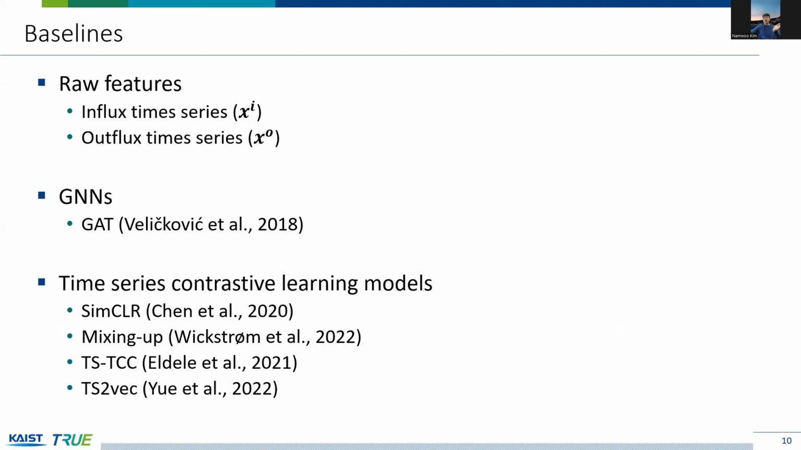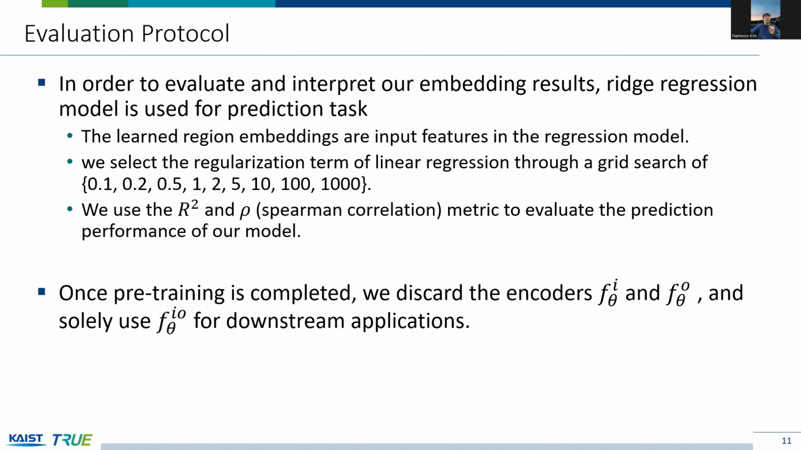And then we compared the proposed model with the following 7 baseline methods, including raw features, graph neural networks, and the state-of-the-art models of the time series contrastive learning model. And for evaluation, we trained a simple linear regression model on top of the network. And we used the R-square and Spearman correlation metrics to evaluate the prediction performance of our model. And please note that once pre-training is completed, we solely use the FIO encoders for the downstream applications.